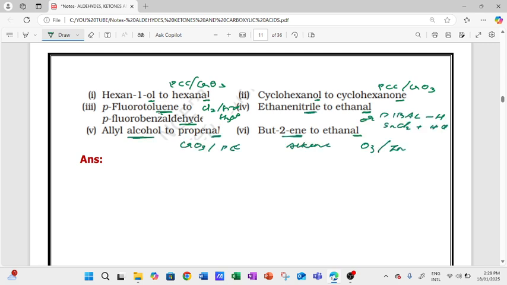So these are some of the common questions which can be asked from the preparation of aldehydes and ketones. I hope you understood. Thank you all.